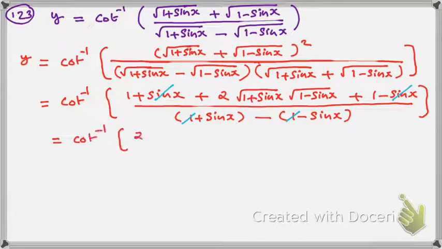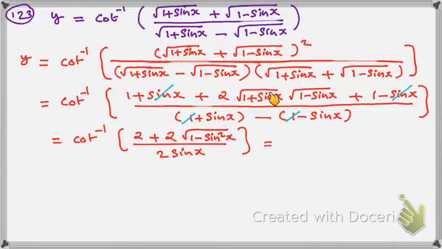So what you get is cot inverse of 2 plus 2 into root of 1 plus sine x into root of 1 minus sine x. Under one root sign, I will read it like a plus b into a minus b, which is a square minus b square. So 1 plus sine x into 1 minus sine x is 1 square minus sine square x. So once again, 1 plus 1 is 2, then plus 2 into root of a plus b into a minus b is a square minus b square, 1 square minus sine square x. Divided by denominator is sin x plus sin x is 2 sin x.